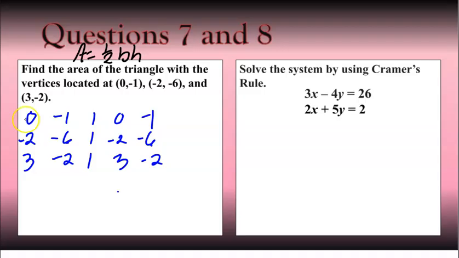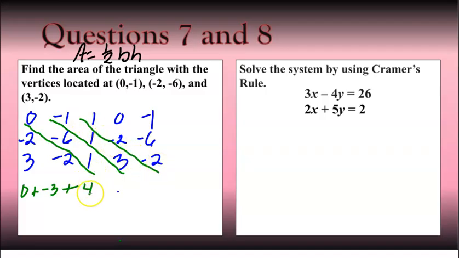So we're going to start with the upper left-hand corner, and we're going to multiply on the diagonal. So 0 times -6 times 1 is 0, plus -1 times 1 times 3 is -3, plus 1 times -2 times -2 is +4. And if I combine them, that gives me a 1.